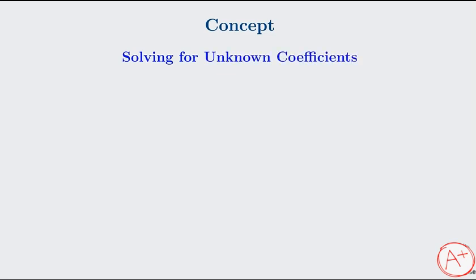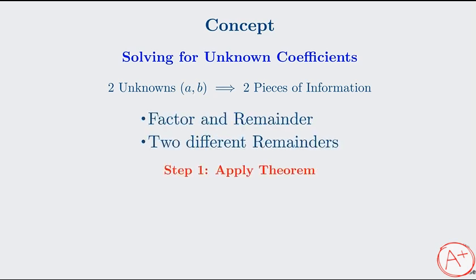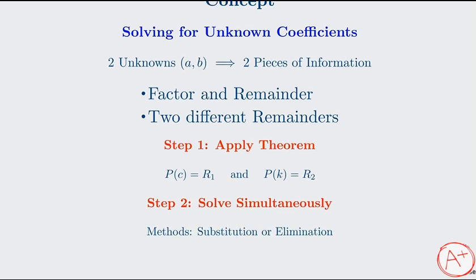Let's look at how to solve for unknown coefficients. A common exam scenario involves polynomials with unknown constants, usually labeled a and b. To find two unknowns, the examiners will provide two pieces of information, such as one factor and one remainder, or two different remainders. Step 1 is to apply the remainder or factor theorem to each piece of information to create two algebraic equations. Step 2. Because these equations share the same variables, a and b, we solve them as a system of simultaneous equations using either substitution or elimination. This is a high-yield skill for Paper 1 and Paper 2.